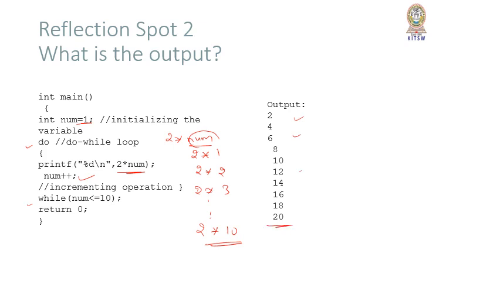So this is equivalent to the 2 table which we are printing. The result of the 2 table is printed here. So the condition is given after the do while. If your answer is correct, go to the next slide. Otherwise, go through the video once again, students.